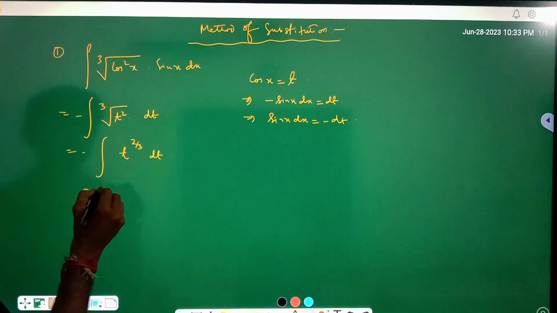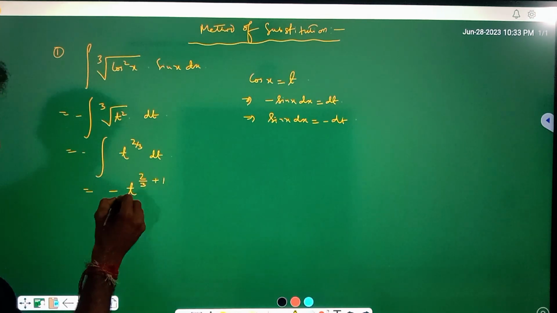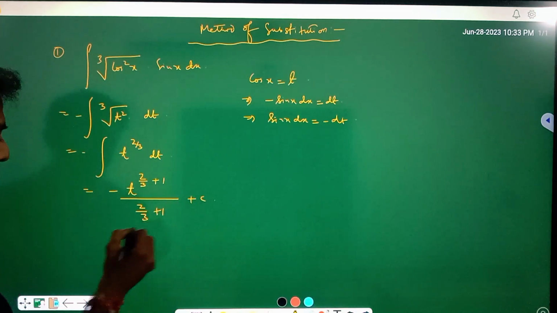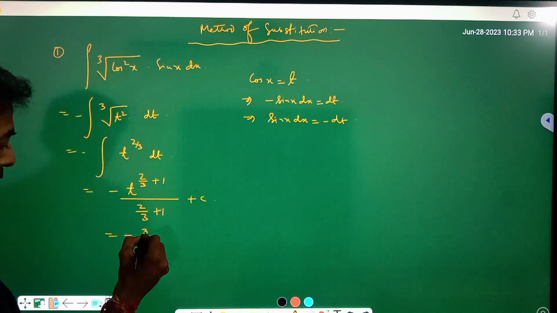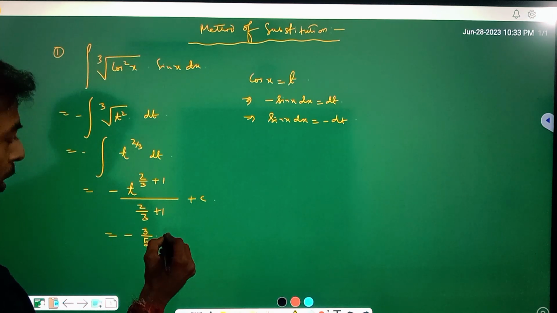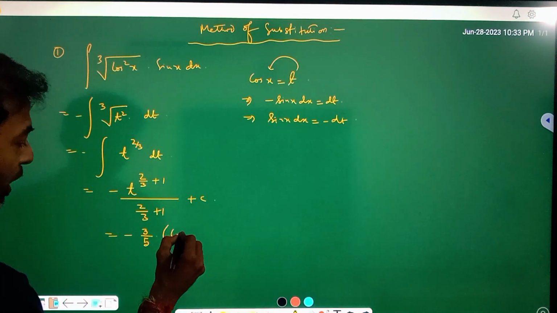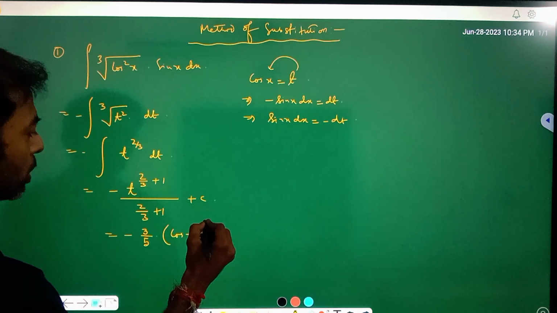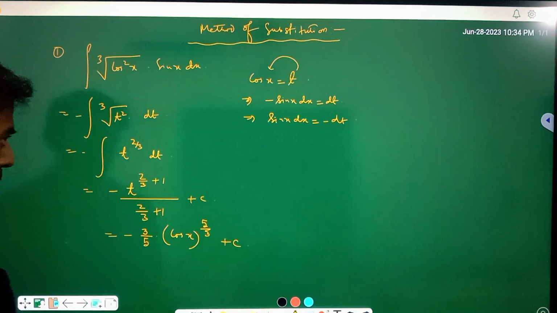Now the integration of t to the power 2 by 3 will be t to the power 2 by 3 plus 1 divided by 2 by 3 plus 1 plus c, where c is the integral constant. So that will be 3 by 5 into t, and the value of t will be cos x. So after putting the value of t, the result will be minus 3 by 5 cos x whole to the power 5 by 3 plus c. That's our first problem. Very easy problem.